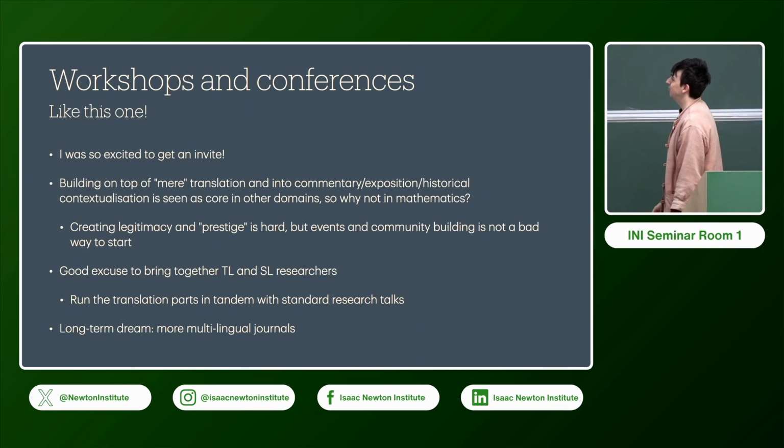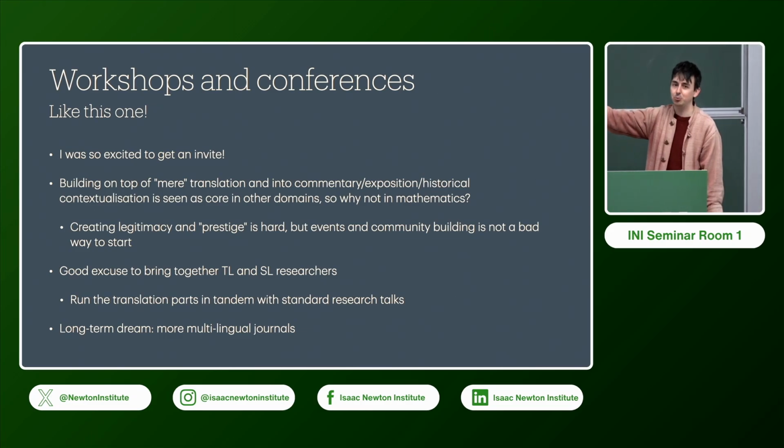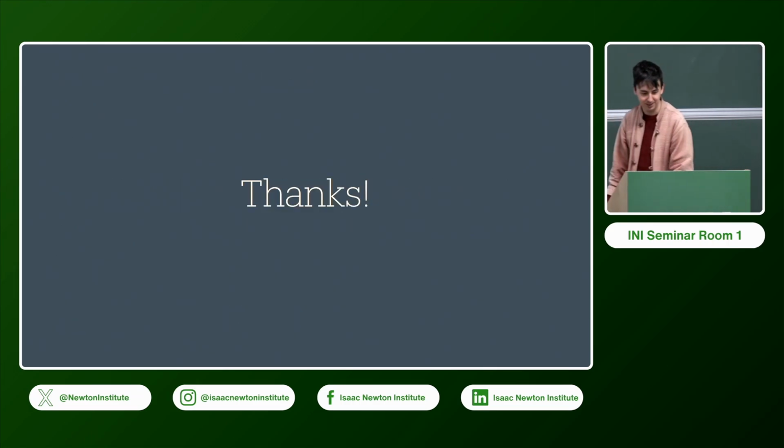And then, of course, my long-term dream: wouldn't it be great if you, as a mathematician working in Basque or in Catalan or something, could just submit your paper to a journal, and that journal has actual translators who translate it and publish a parallel comparison for you? Wouldn't that be so lovely? That would be so nice, wouldn't it?